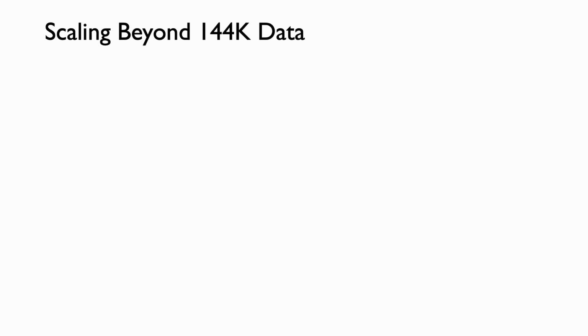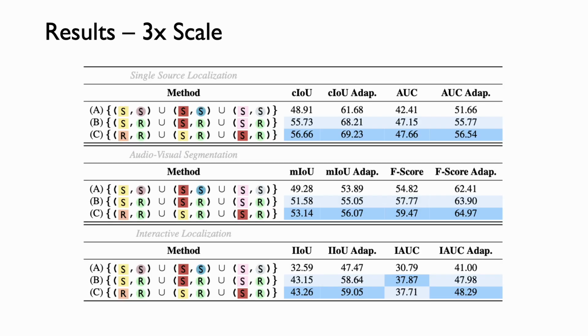After analyzing synthetic data at the 144,000 scale and identifying the key components of our recipe, we further investigate training beyond 144,000 samples, which has not been explored in previous SSL work. Row A shows that scaling fully synthetic data consistently improves performance and even surpasses training with real data at the 1x scale. Row B demonstrates that increasing the number of synthetic images while keeping real audio further boosts performance.